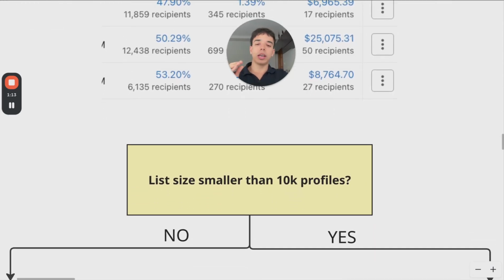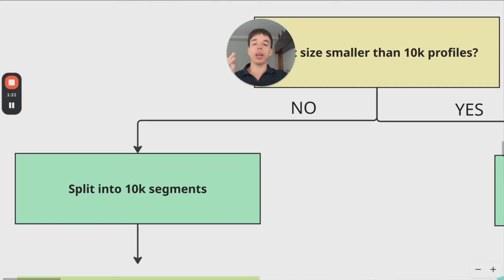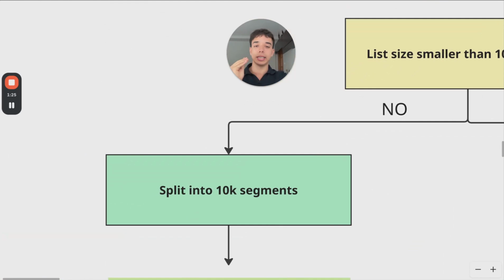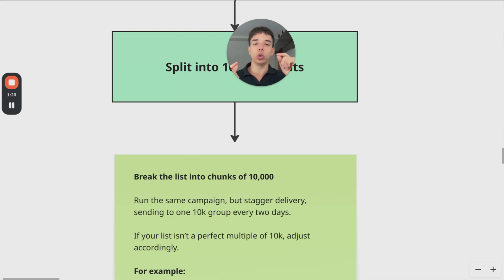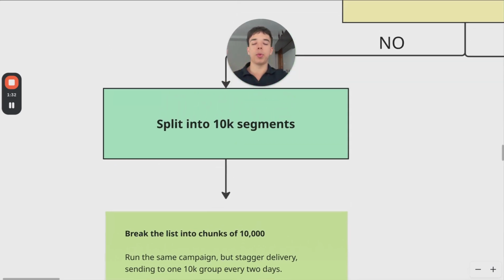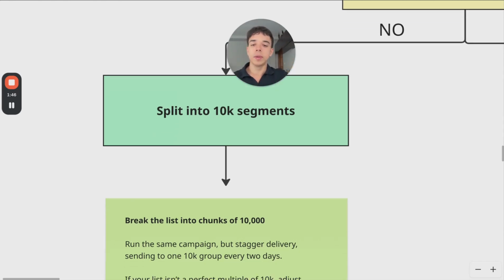Now, the first thing we have to look at is the size of the list. So ask yourself this question: is your list size smaller than 10K profiles? Okay, so if it's not, then we need to split this list into 10K segments. Now, what do I mean by this? You need to break that list into chunks of 10,000, right? So for example, if you have a list of 50,000 profiles, you need to break that list into 5 different segments of 10,000, right? So 10,000, 10,000, 10,000, 10,000, and then 10,000, right? So those are 5 segments there.